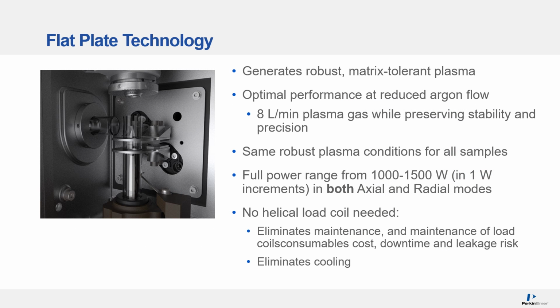Firstly, let's talk about our flat plate technology. Flat plate technology replaced the aging technology of the load coil, delivering a matrix-tolerant plasma that runs most applications at a reduced argon flow rate. In addition to the huge advantage of argon savings, flat plate technology solved many of the challenges encountered with a traditional copper load coil. Our flat plate technology is made of a chemically resistant material, so it does not corrode and need replacing like a traditional coil. It's also self-cooling, reducing the risk for any leaks.